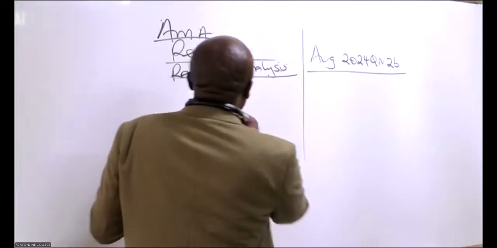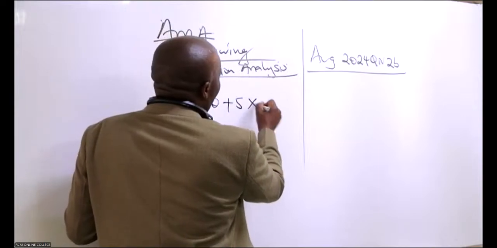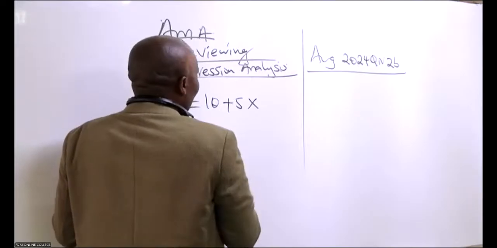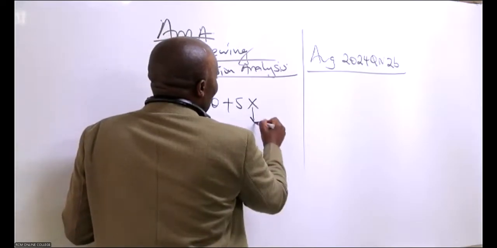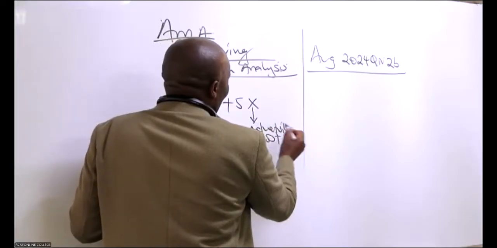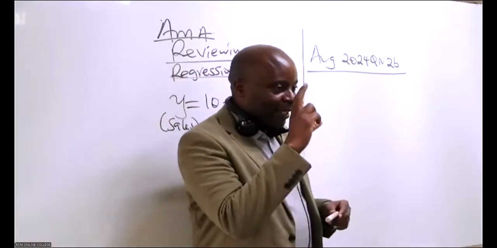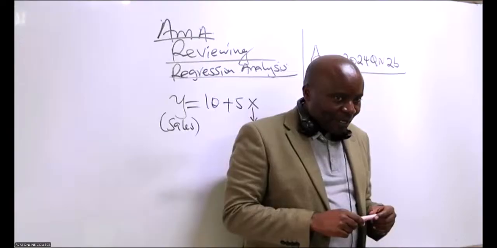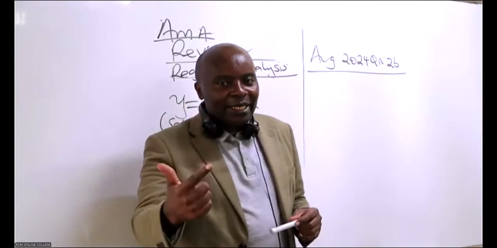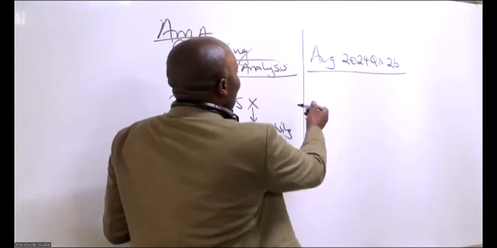So if, for example, you are given here y equals, say, 10 plus 5x, and then they tell you that y is sales, and x is advertising cost. So first of all, even before you look at the model, what do you expect to exist between sales and advertising cost? I expect a positive relationship. The more I advertise, the more the sales should be, isn't it? One-on-one positivity. So this is the kind of relationship that I expect.